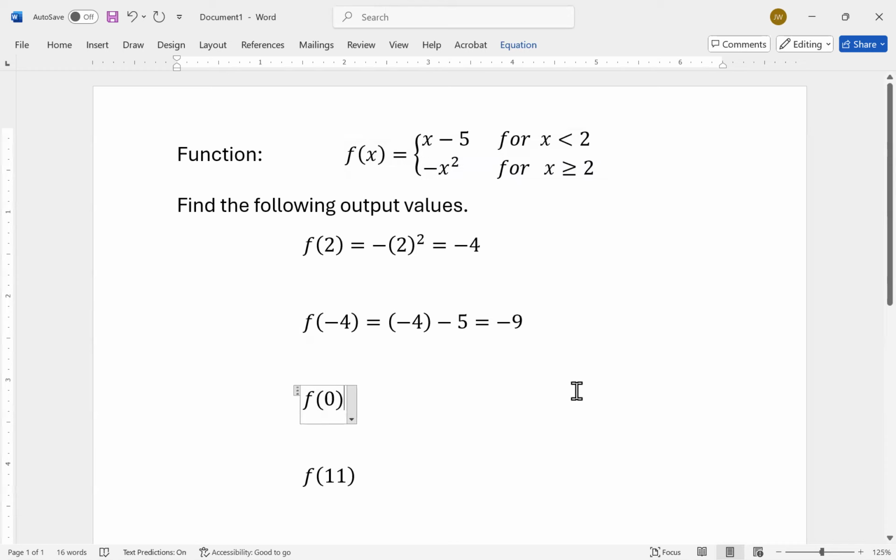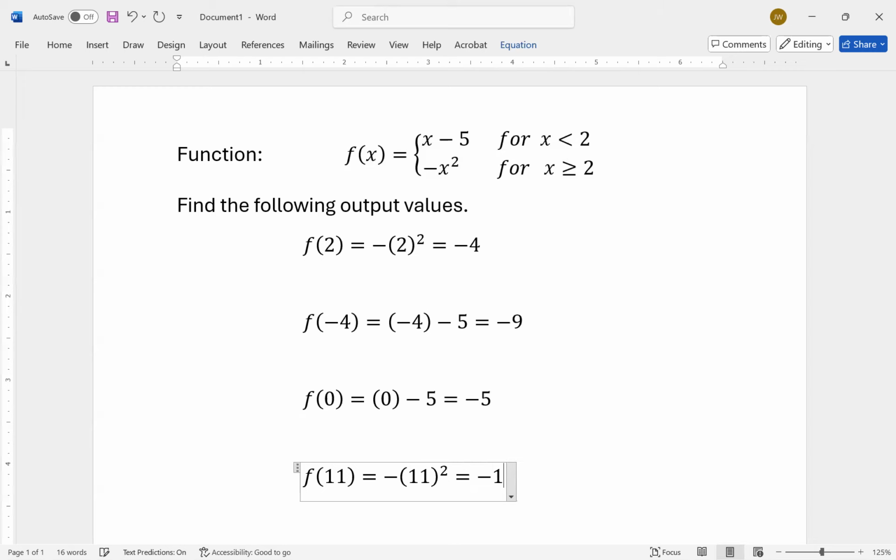Let's go to 0. Well, 0 is less than 2, so I use x minus 5. Plug it in. 0 minus 5 is -5, and then we're done. If I wanted to do 11 as my input, 11 is bigger than 2. So I'm going to be using the negative x squared, which means negative 11 squared is what I need to evaluate. That negative is on the outside of the parentheses, so I get a negative 121.